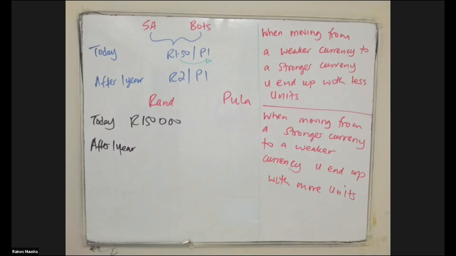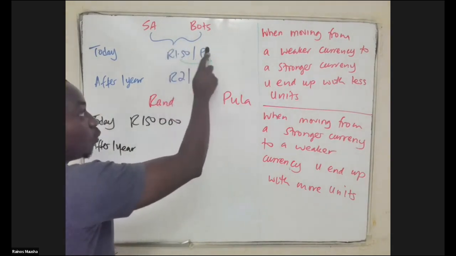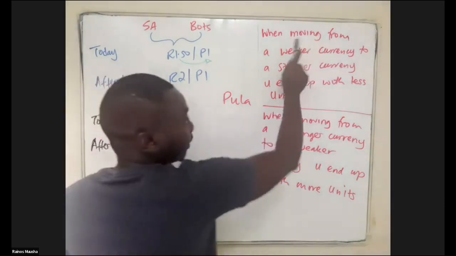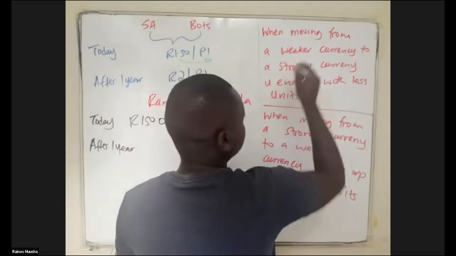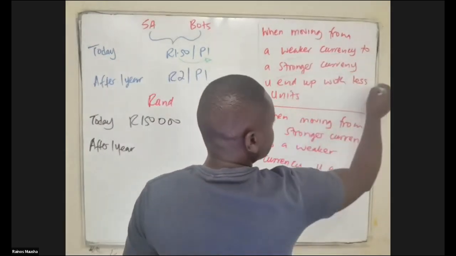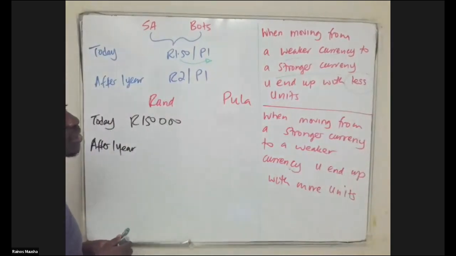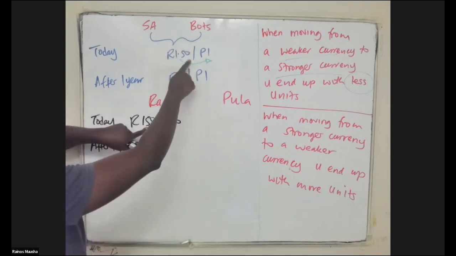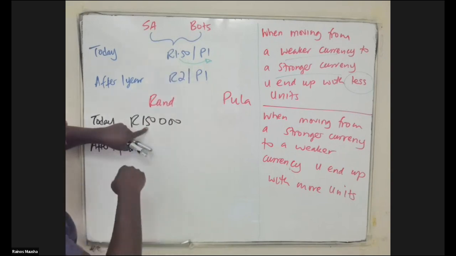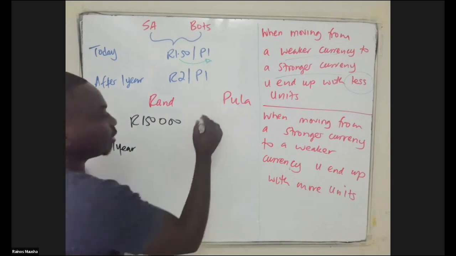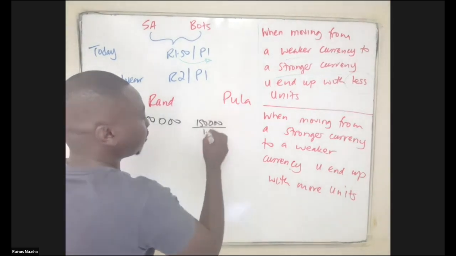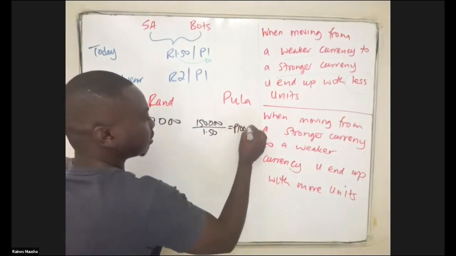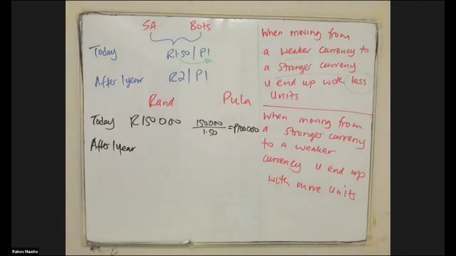So in this case, we are moving from the weaker currency going to the stronger currency, right? And when we do that, we end up with what? Fewer units. For us to end up with fewer units, the 150,000 that we have here, we're going to be dividing by the exchange rate. Because if you divide by the exchange rate, it gives us the new number of units. So 150,000 divided by 1.5 gives us 100,000 pula. In this case, you end up with 100,000 pula, because when moving from a weaker currency to a stronger currency, you end up with fewer units.